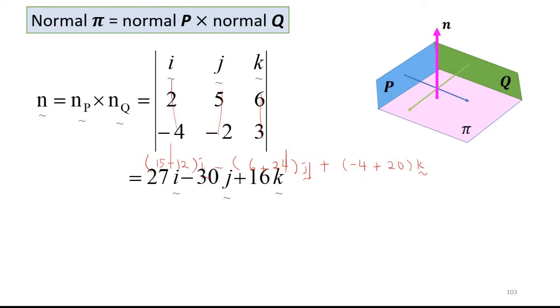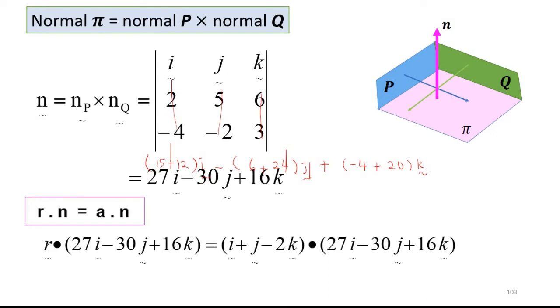Okay, plane pink. So A you got from the question, which is 1, 1, negative 2. So we substitute into R dot n equal to A dot n. Then we will get the answer for that.